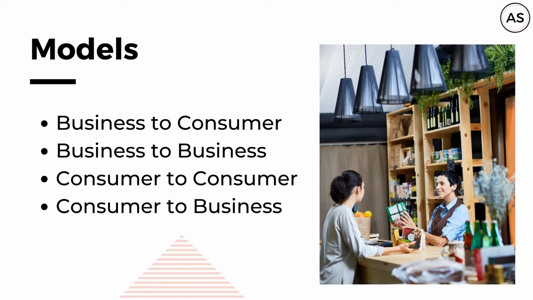Number 3, consumer to consumer, which is C2C. Consumers can sell directly to other consumers. This type of transaction is commonly found on online classifieds. And the 4th type of model is consumer to business, C2B. A consumer sells their service or product to a business, such as freelance.